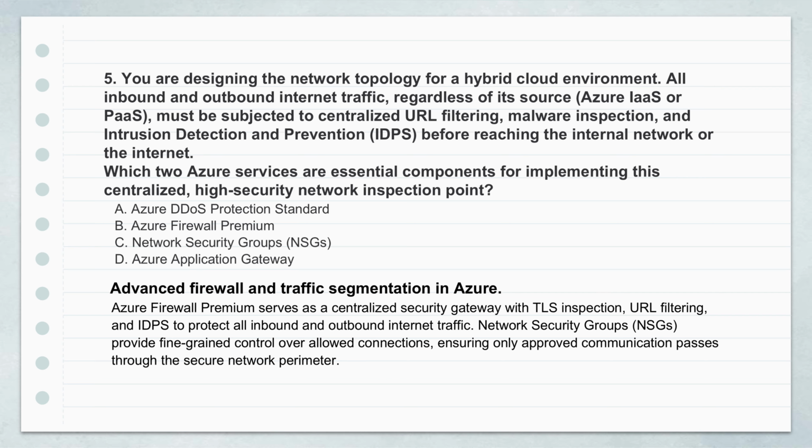And this inspection point needs serious capabilities. URL filtering, malware inspection, and intrusion detection and prevention, IDPS. Right. The mandatory requirements there for IDPS and likely TLS inspection as well for proper malware scanning, they immediately narrow down the options significantly. Because not every firewall service offers those. Correct. To get those advanced threat protection features, especially in a centralized hub model, you absolutely need to use Azure Firewall Premium. Okay, Firewall Premium, that's component one.